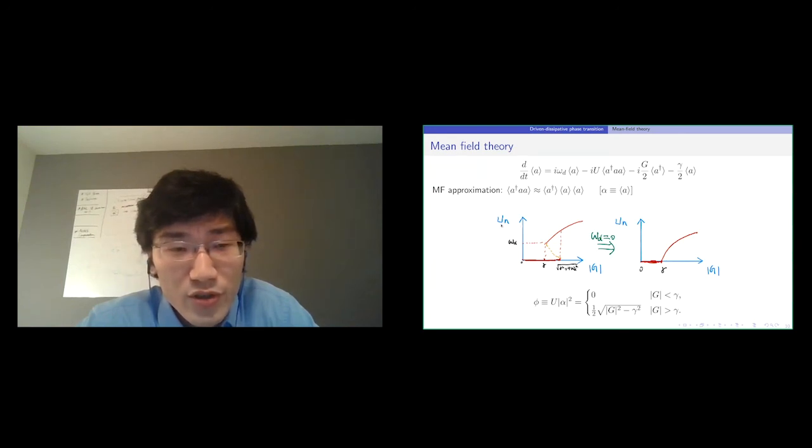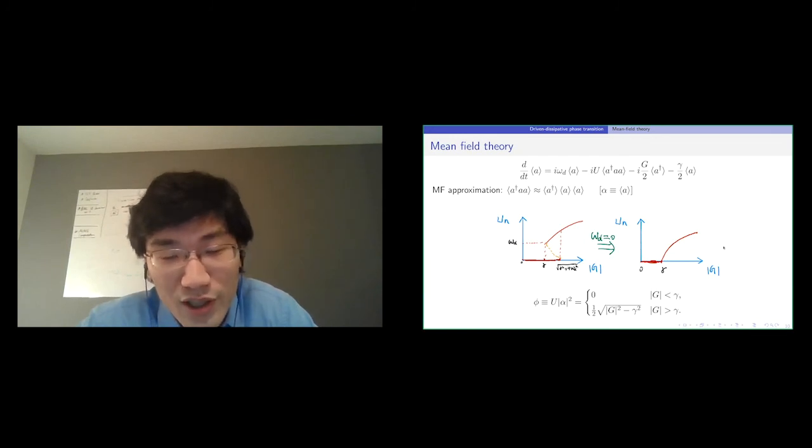Here U is the interaction strength, and n is alpha squared, the occupation number or the number of photons. So you can see that there's actually bistability for finite detuning. But here the detuning can be tuned. As you can see, if we set omega d equals 0, we have a solution like this, which is a second order phase transition. The order parameter I will denote as phi is U times alpha squared, or U times the occupation number. It's 0 when the driving G is smaller than gamma, the decay rate, but it can be non-zero when G is larger than gamma.